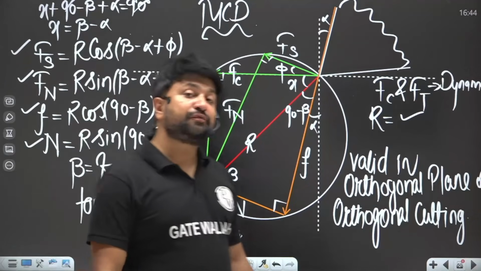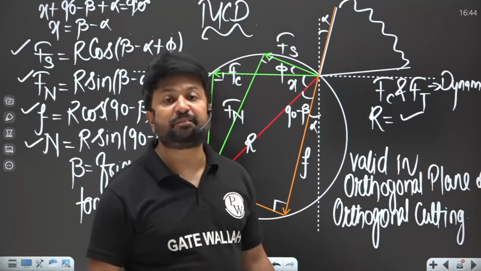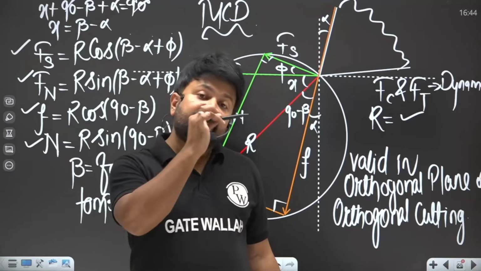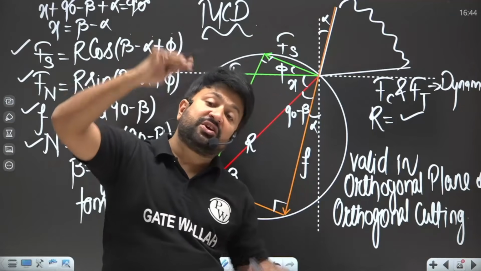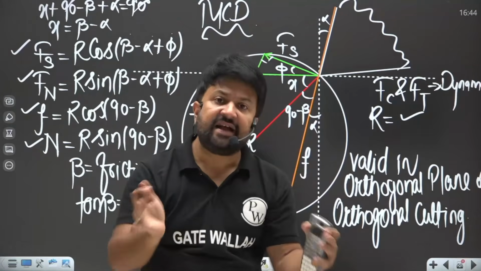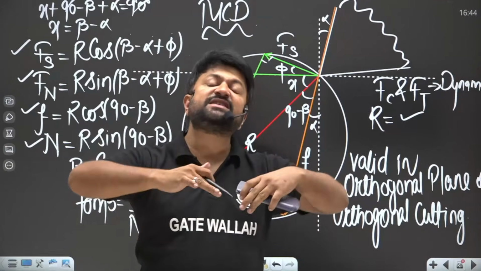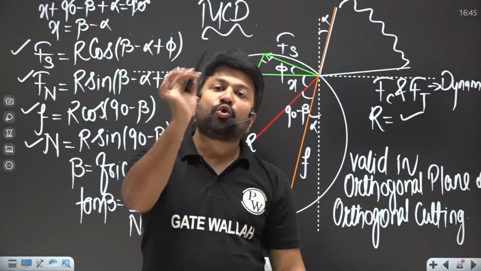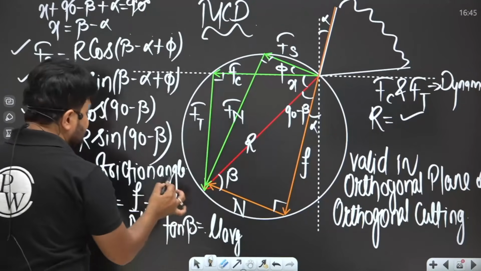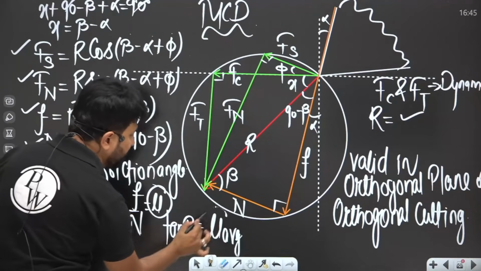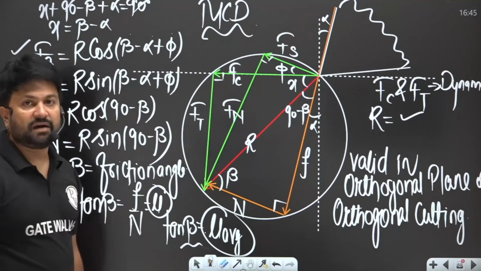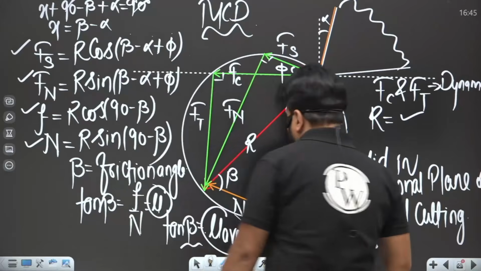Why does the coefficient of friction vary between the chip and tool face? Because when the chip is moving in the upward direction, the contact between chip and tool face loses, and the temperature distribution varies. That's why the coefficient of friction is not constant. That's why instead of mu, we take mu average to find out the value of beta.